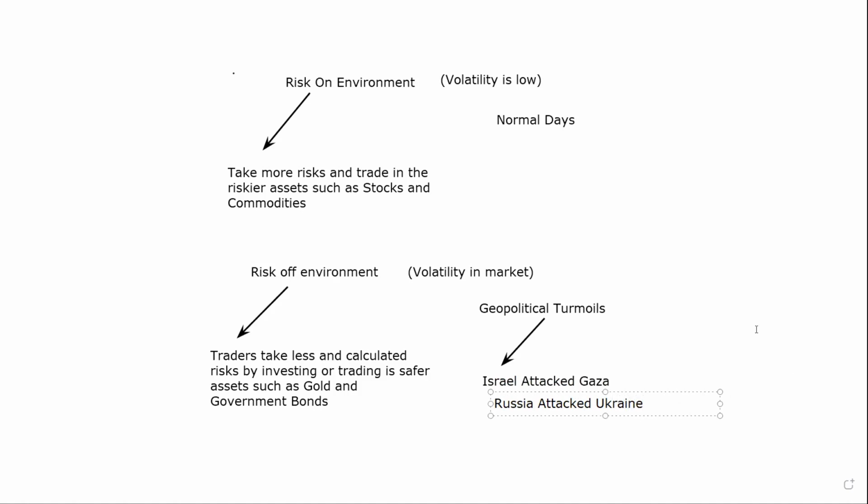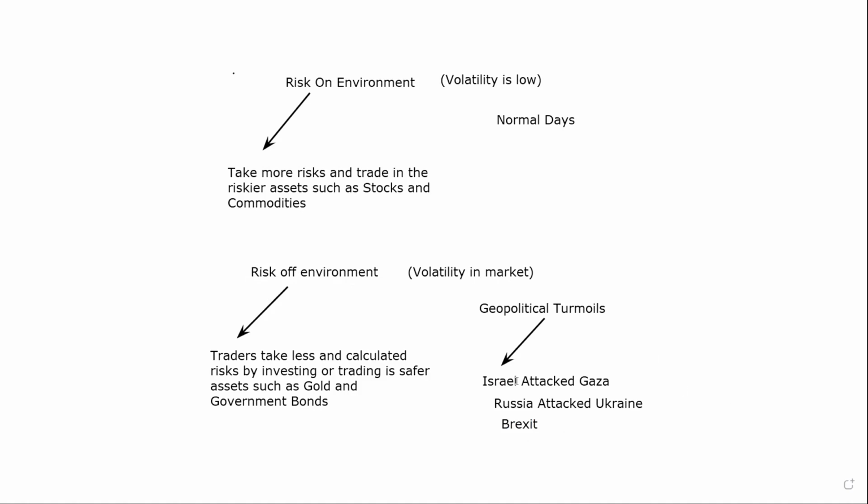Or events like Brexit. So Brexit is the event when the UK, or the United Kingdom, decided to exit from the European Union, EU. So that event was known as Brexit. So in these kinds of events, when there is a geopolitical turmoil, then the trader or investor trades in the risk off environment, because the volatility in the market is very high. They cannot take a lot of risk. They just take limited, calculated risk.